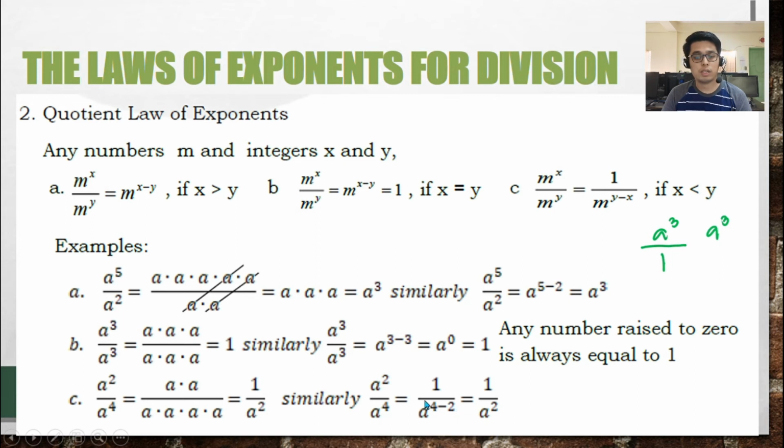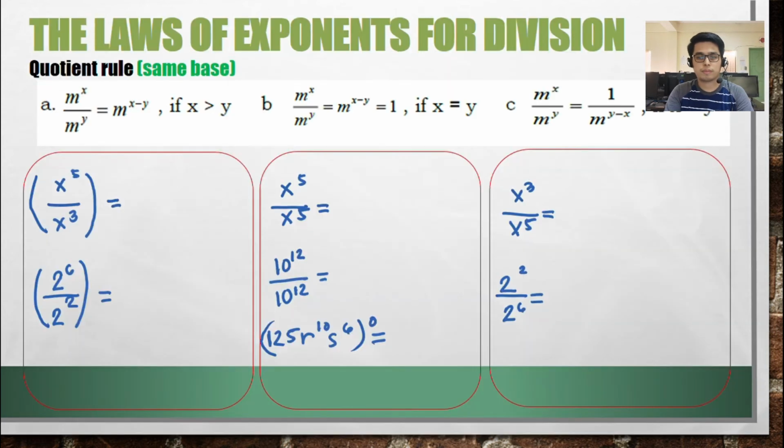Then, anong maiiwan sa taas? Kasi kailangan nasa baba siya ng fraction bar. Kapag walang naiwan sa taas, automatic, lalagyan mo ng 1. Kaya numerator niya is 1. 1 over a to the fourth minus 2. Then simplify further, 4 minus 2, yan ay 2. So, ang sagot mo, 1 over a square. Okay? So, yan yung third case. So, para mas madali, let's have further examples.